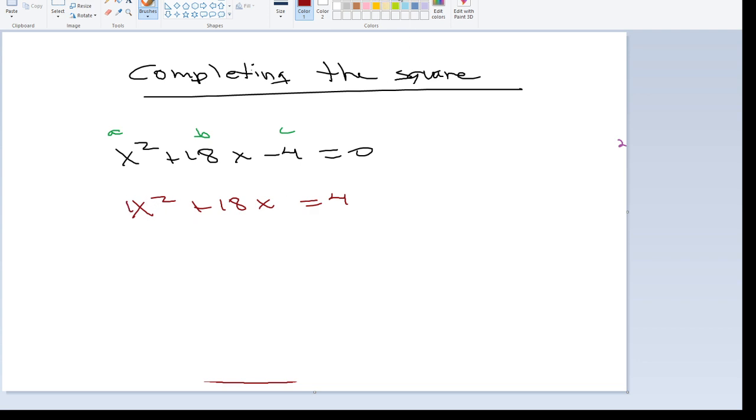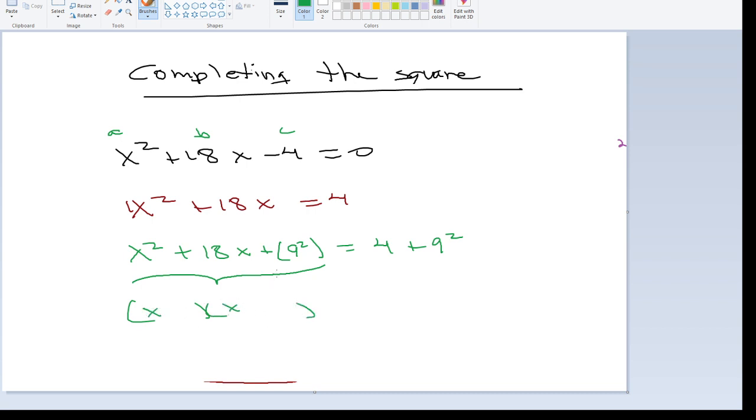The next step we do here, once we have the c value moved to the right side and the leading coefficient of 1, is we take half of the b value, square that, and add it to both sides. So x squared plus 18x plus half of b, which is 9. We square that and we add it to both sides. Next part is we take the factors of the left side, which in this case is going to be x plus 9 and x plus 9, and this is a trick, the shortcut. Whatever the number is, half of b, is what we have right here. On the right side we have 81 plus 4 is 85.